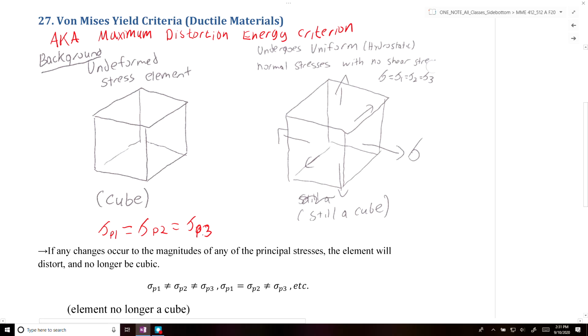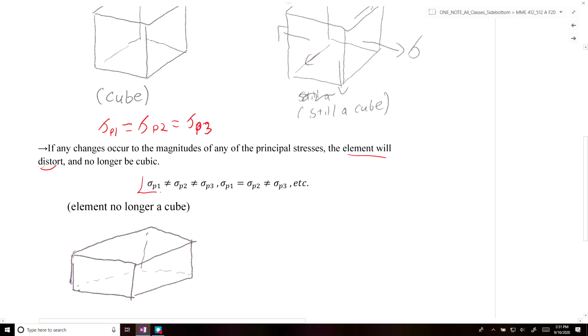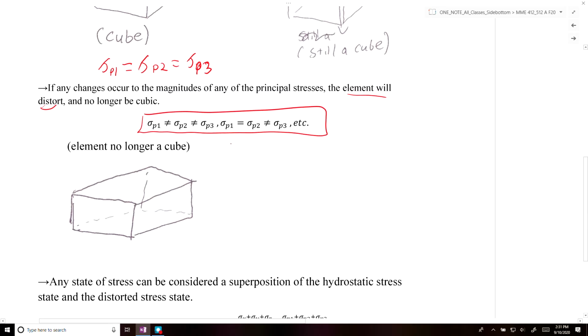What happens, though, is if we change the magnitudes of any of the principal stresses, sigma P1, sigma P2, and sigma P3, the element is going to distort itself, so it's no longer going to be cubic. Basically, if this condition is true, our cube becomes a distorted element, which might be some type of rectangular prism.